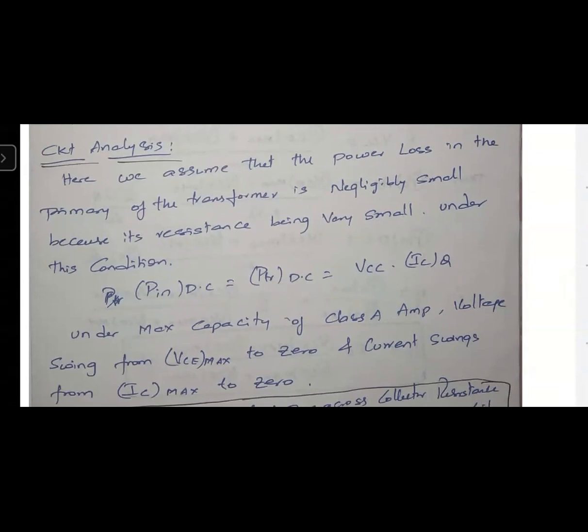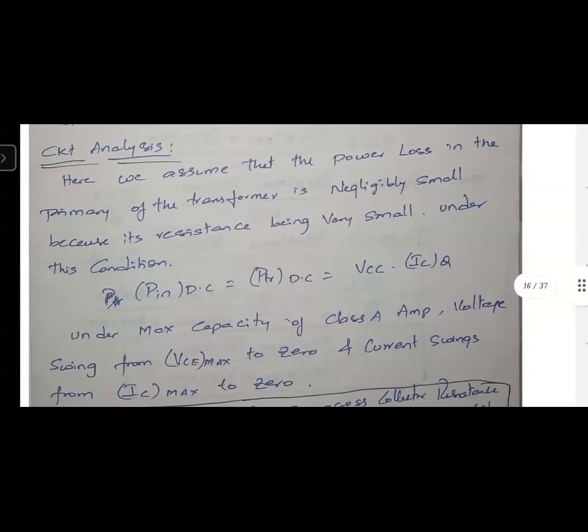Under this condition, we can write the power in DC. Since the losses are neglected, the DC power equals the power appearing across the transistor. These two are equal, so it will be equal to VCC times ICQ. Here, the DC power delivered to the transistor equals VCC times ICQ. This relation did not come as such previously, so please check.